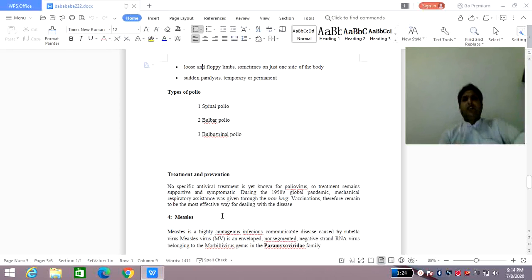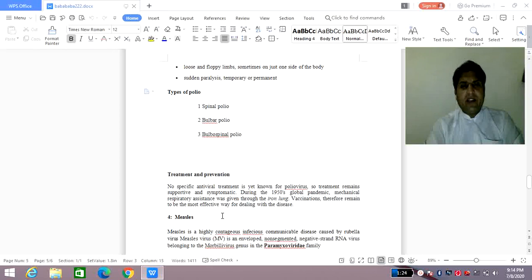As for treatment and prevention, this is a viral disease, so symptomatic treatment or supportive therapy is the best way to consider. Anyhow, the best way is to properly immunize newborn babies and children in order to protect them from this contagious infectious disease. The next one is measles.